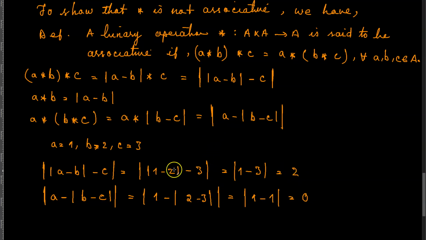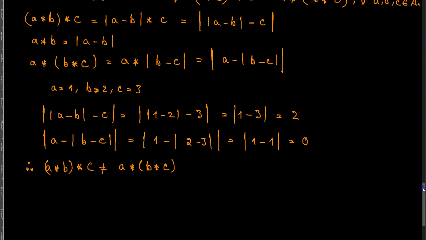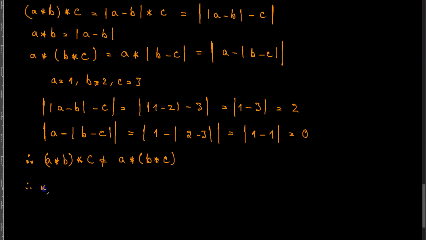So therefore you can see that you can conclude that a star b star c is not equal to a star b star c, and therefore you can say that star is not associative. Okay.